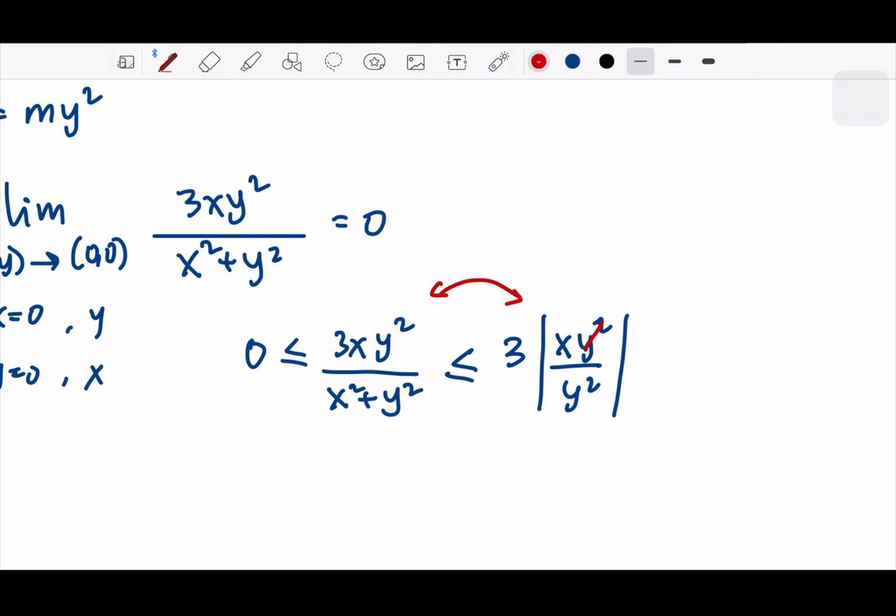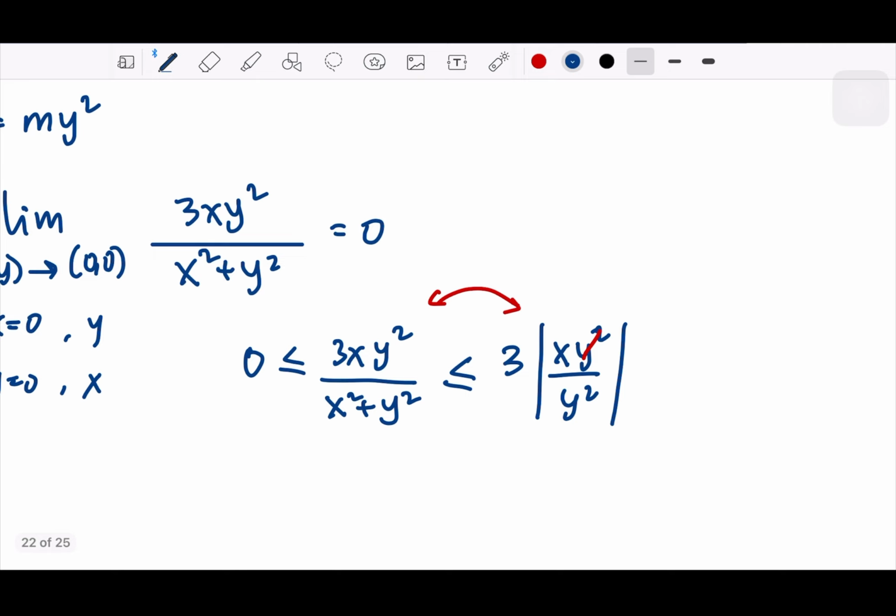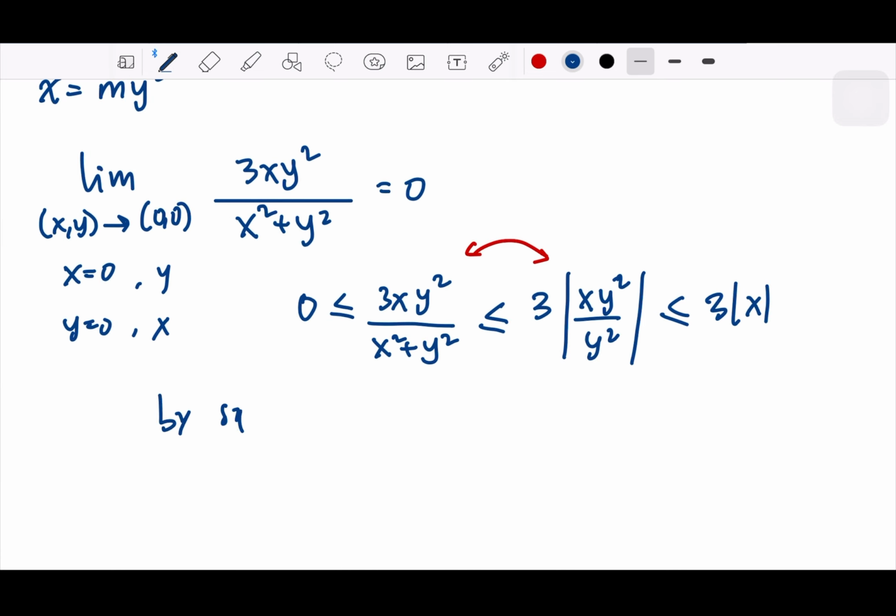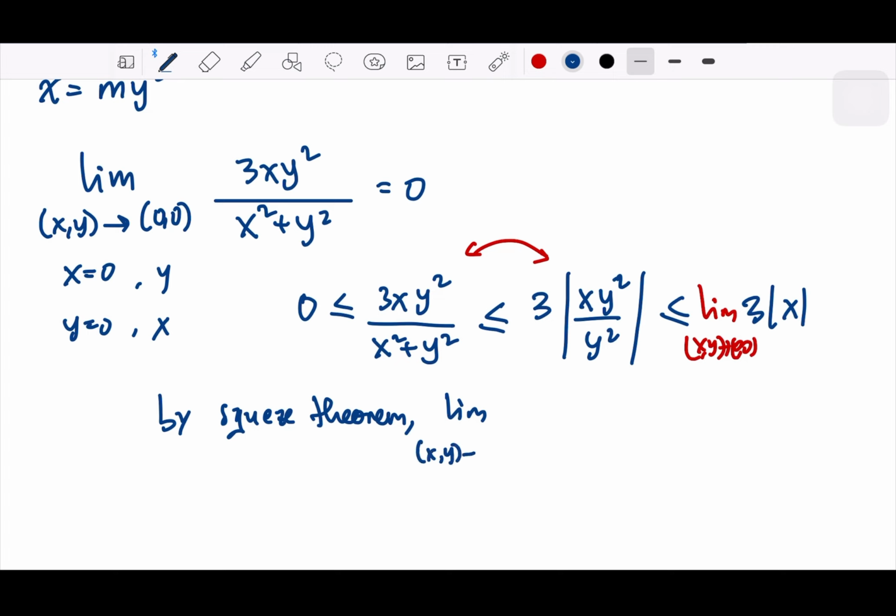And of course, this is actually 3 over x, so this is also less than 3 times the absolute value of x. So we can say that by the squeeze theorem, if we take the limit of the right function here, this would be 0, right? So the limit is 0, so this is true.